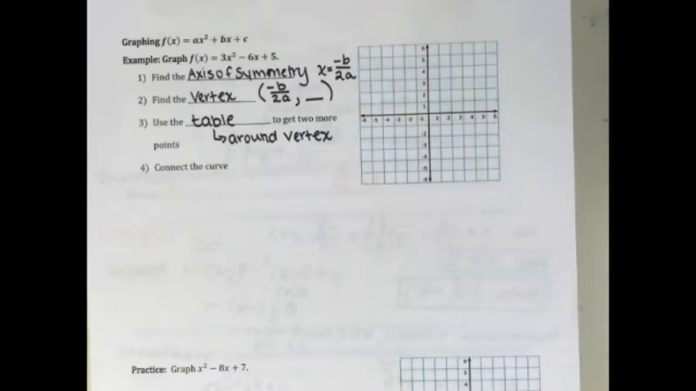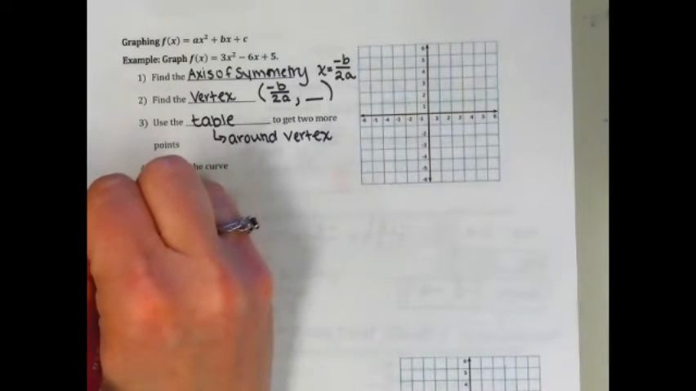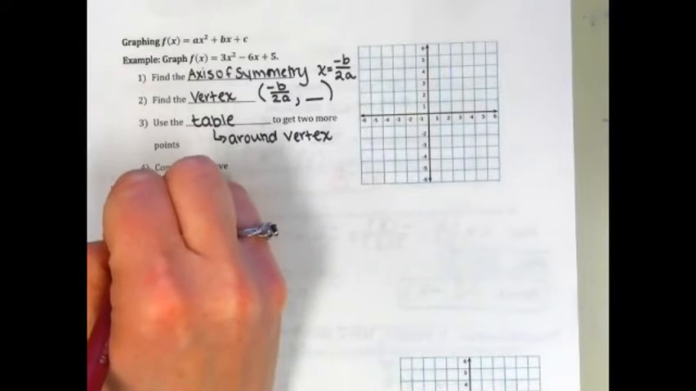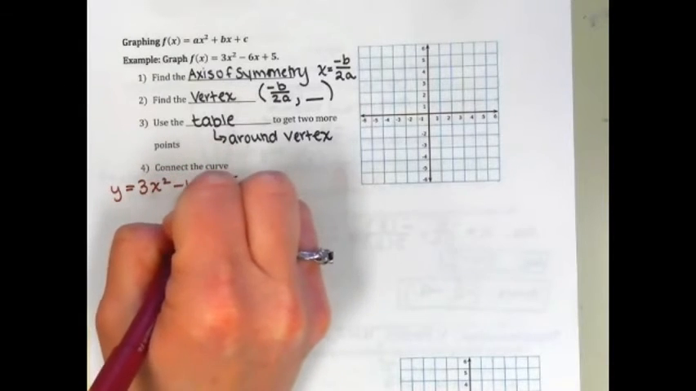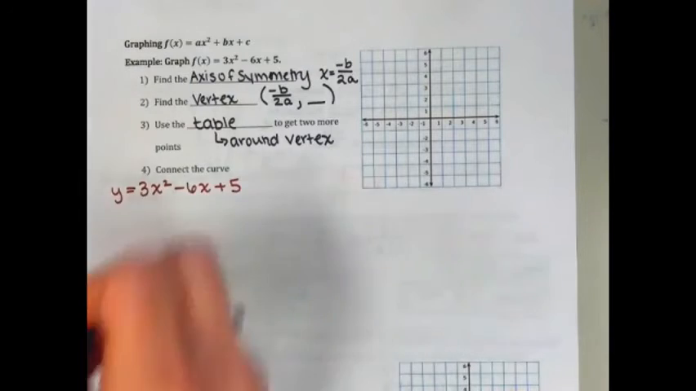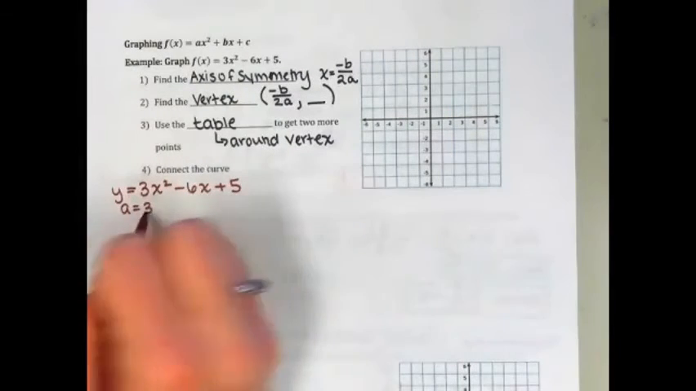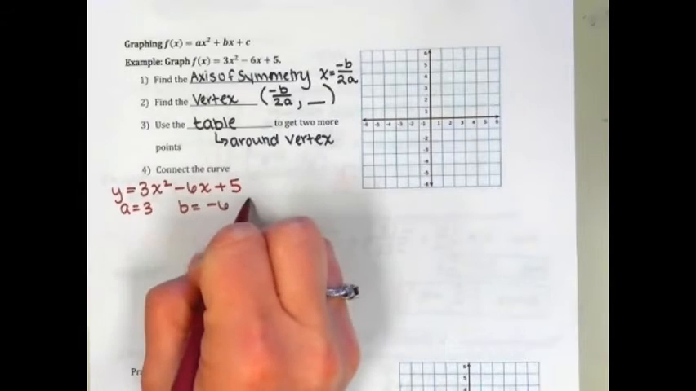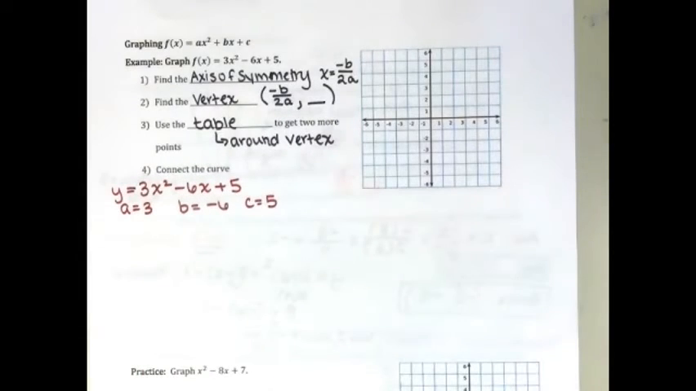All right, so let's look at this problem. y equals 3x squared minus 6x plus 5. Which way is my graph going to open? Up. If your graph doesn't open up, you did something wrong. What's my A here? 3. What's my B? -6. And what's my C? 5. So once again, we know it opens up. Is this a vertical stretch or vertical shrink? Stretch. So it's going to be more narrow, so our numbers are going to be spaced out a little bit more.